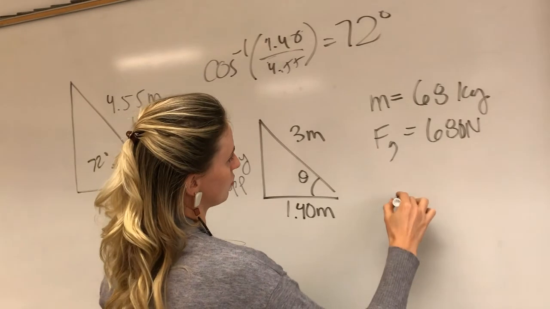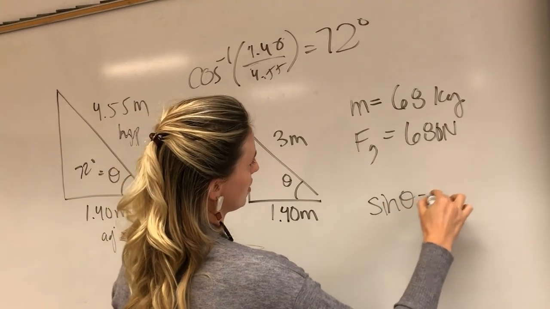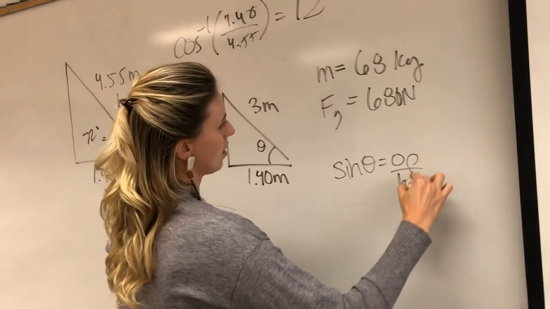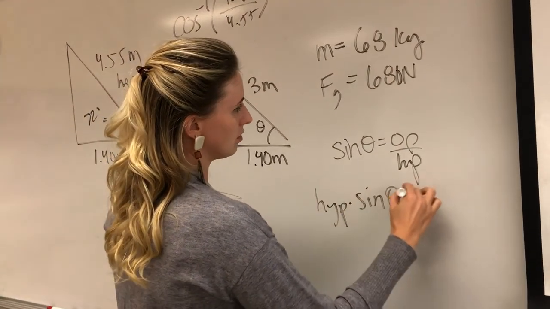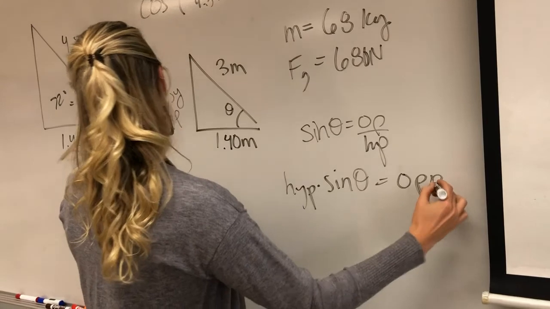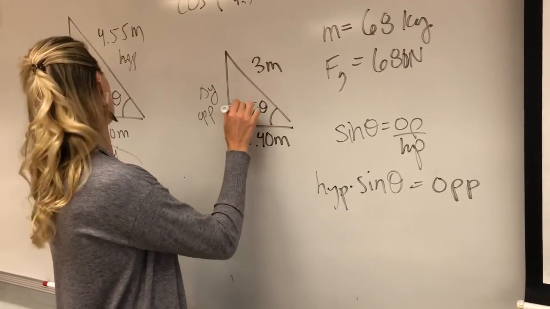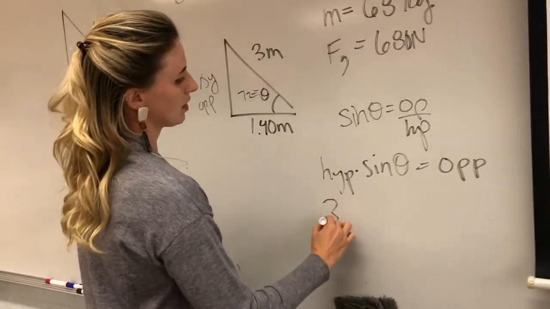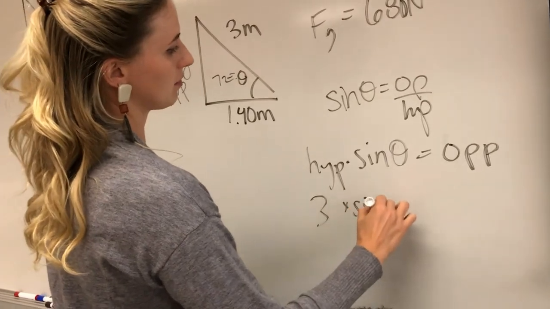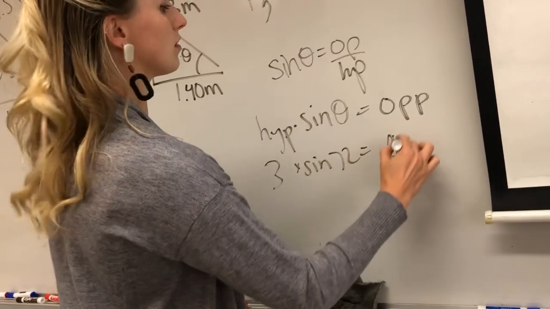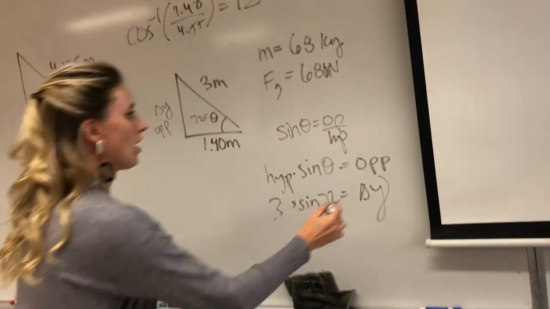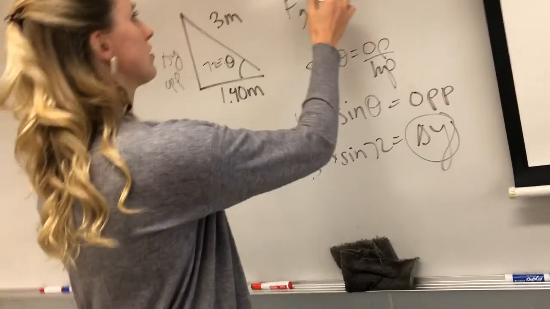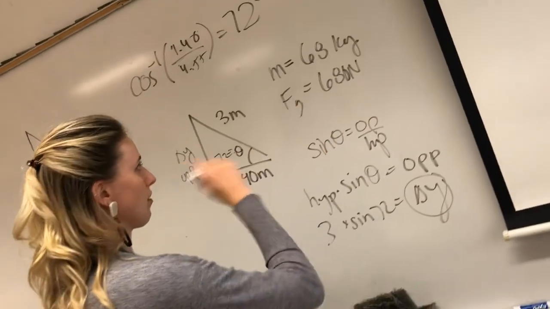So we know the sine of theta equals opposite over hypotenuse. So the hypotenuse times the sine of the angle is going to give me the opposite side. And this was 72. Okay, so 3 times the sine of 72 would get me my delta y. So I have this, I have my force of gravity.